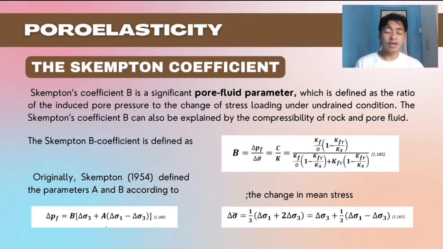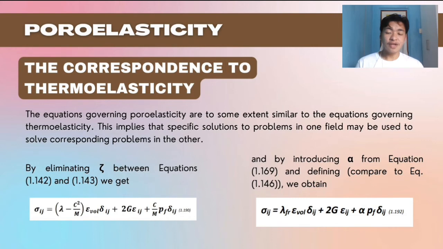Skempton's coefficient B is a significant pore fluid parameter, which is defined as the ratio of the induced pore pressure to the change of stress loading under the undrained condition. So the Skempton's B coefficient is defined as this equation or formula. Yes, very quite complicated siya tignan, but originally, Skempton in 1954 defined the parameters A and B according to this formula. So this formula or equation was chosen to be appropriate for triaxial compression test, which the change in mean stress may be written in this form na. So basically, yung equation na yan, pinapakita lang rin niya na yung B sa equation 1.186 is the same as equation 1.185. So next, the correspondence to thermoelasticity.